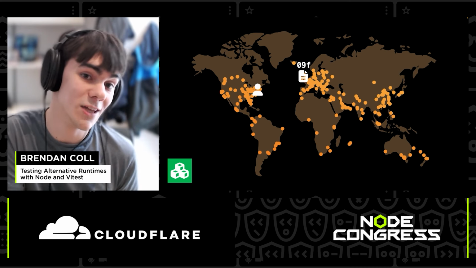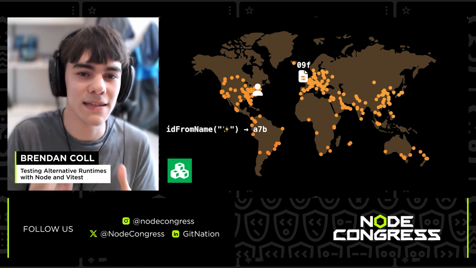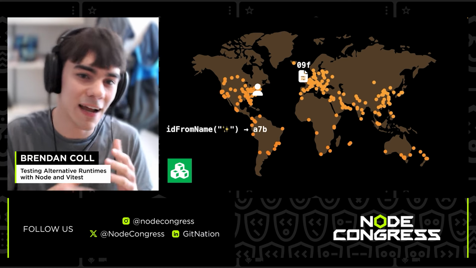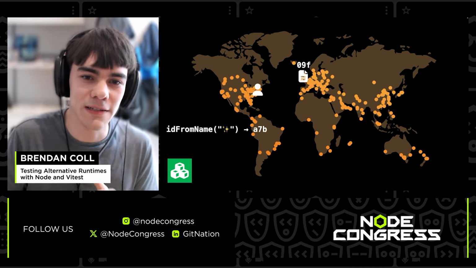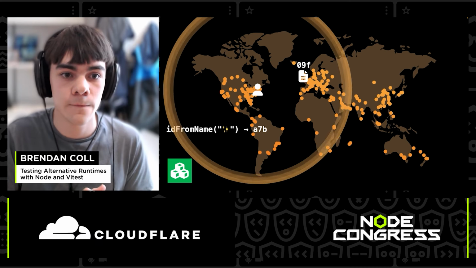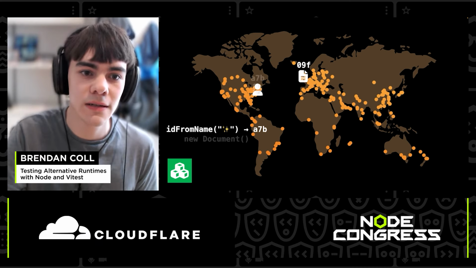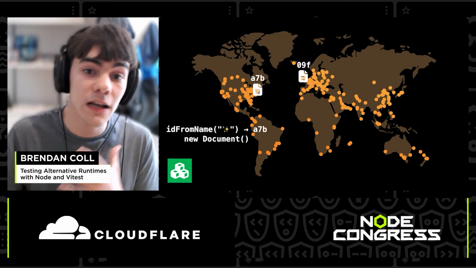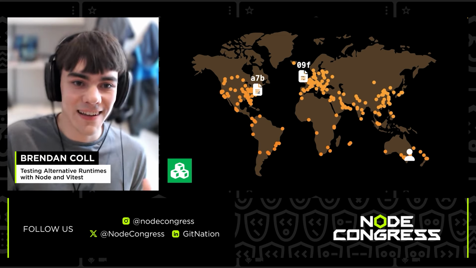Now let's say my colleague in the US wants to create a document. Instead of using newUniqueId, they call the idFromName function, which effectively hashes a name into a durable object ID. Because we don't know whether an object with that ID already exists, the system first has to do a global lookup. Now that we're confident the object doesn't already exist, we can create a new instance, again in the closest data center to my colleague. And finally, let's say I have another colleague in Australia.